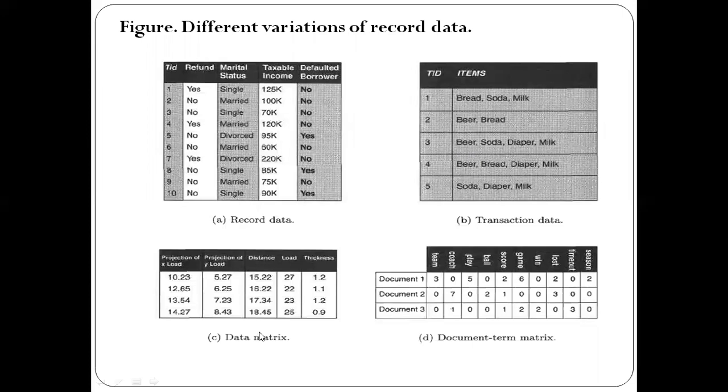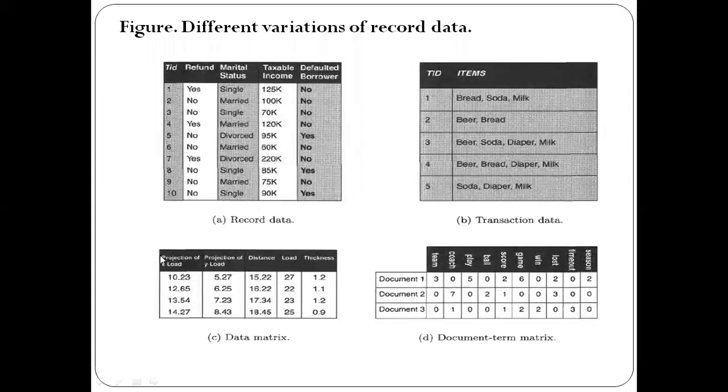The second type of record data is the data matrix. A data matrix is nothing but a collection of data objects, and all these data objects have the same set of numeric attributes. If you observe here, in the case of a data matrix, for example projection of x load, distance, load, thickness, all these attributes are numeric attributes.